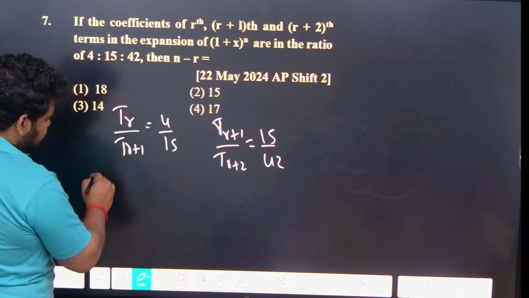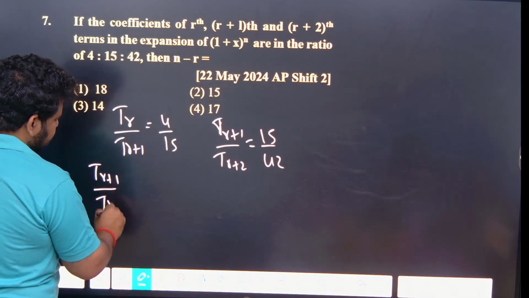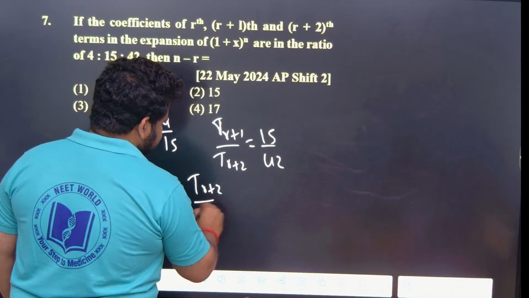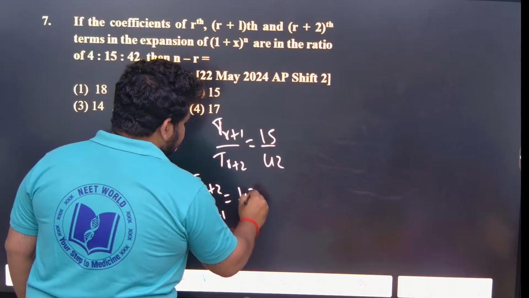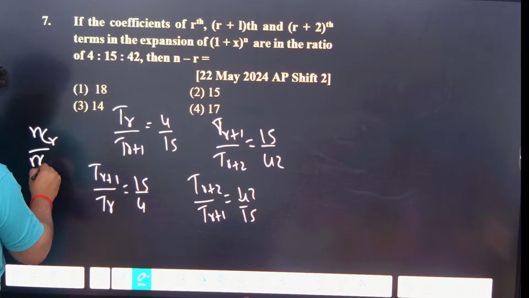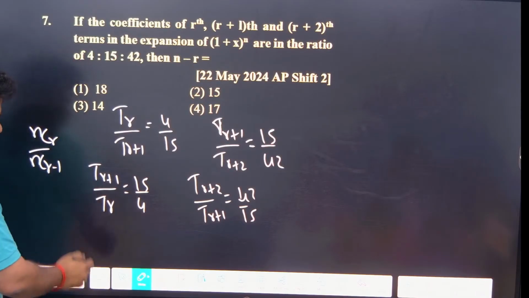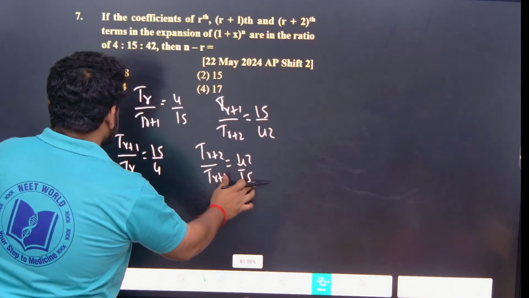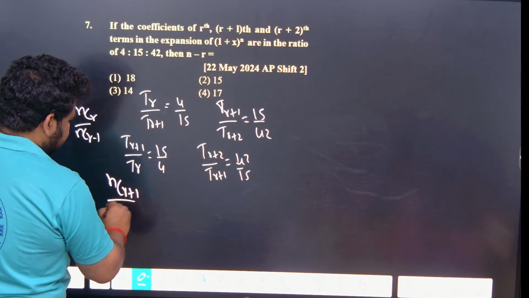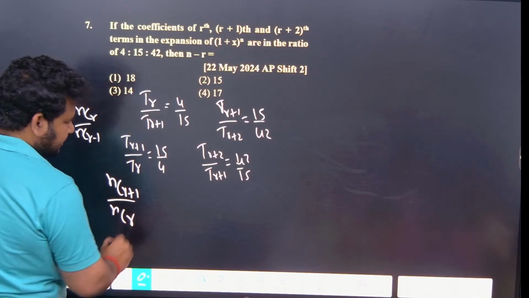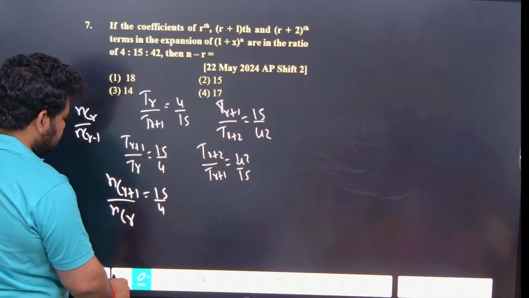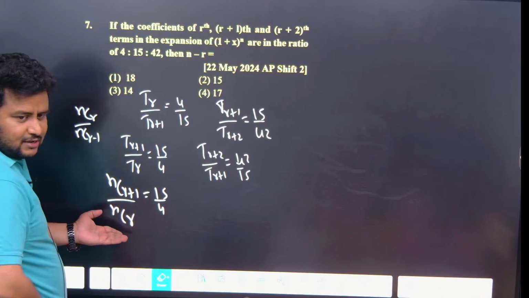Otherwise you can write like this: Tr plus 1 by Tr is equal to 15 by 4, and Tr plus 2 by Tr plus 1 is equal to 42 by 15. These are of the form NCr by NCr minus 1. Just observe, this can be written as NCr plus 1 by NCr is equal to 15 by 4.